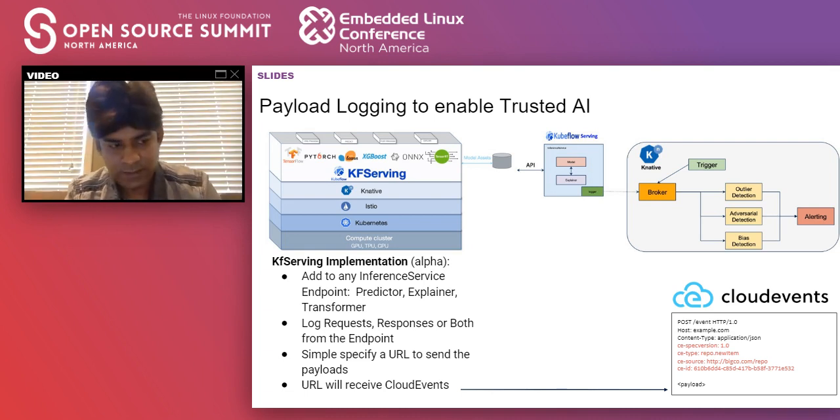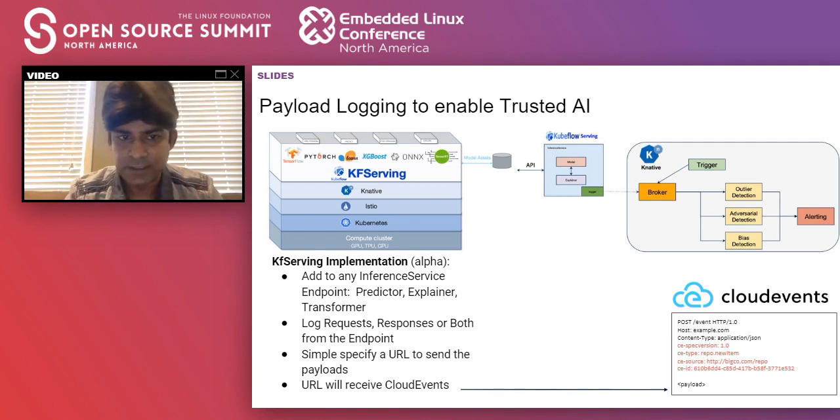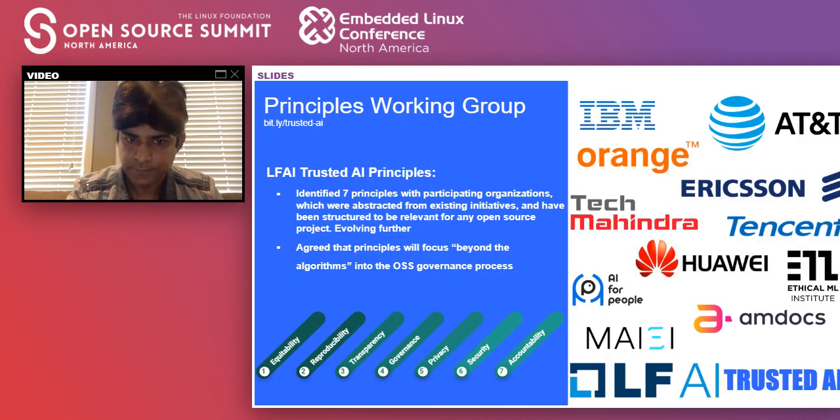So one of the technologies, as part of the work we have been doing, is essentially creating payload logging, so that we can collect payload logs when your models are deployed in production. For this right now, we are using a project in Kubeflow called KF Serving. Essentially the idea is that as your models are running in production and requests are coming in for predictions, we are collecting those payload logs over a period of time. We use standardized eventing using CloudEvents to enable that. If you need more details, definitely reach out to me.